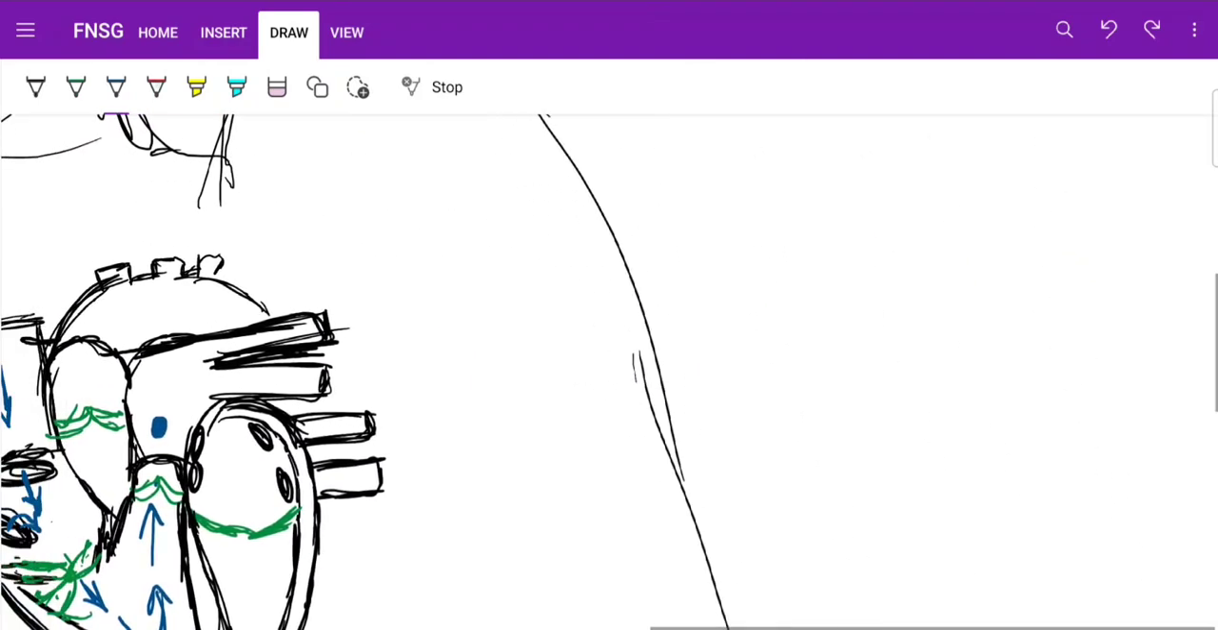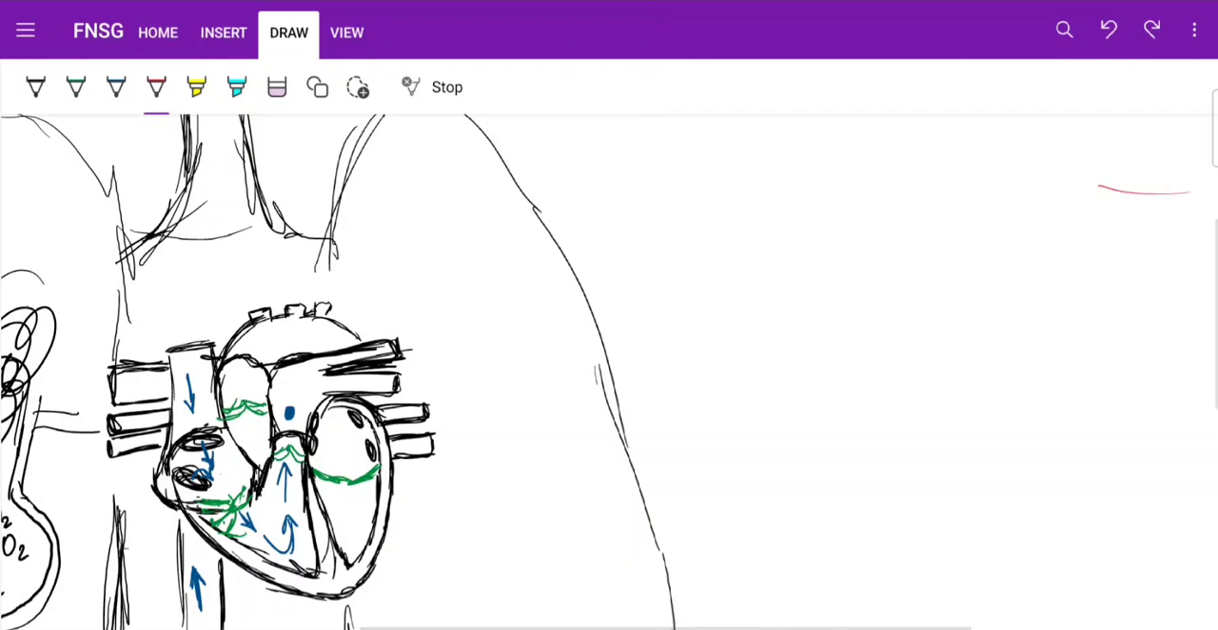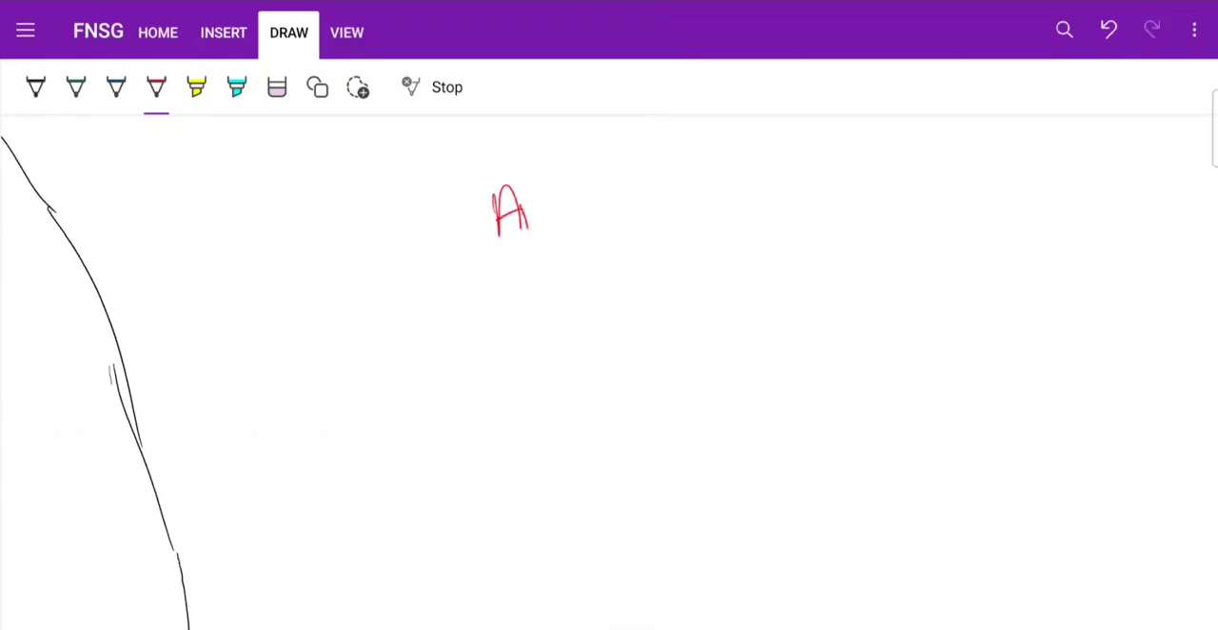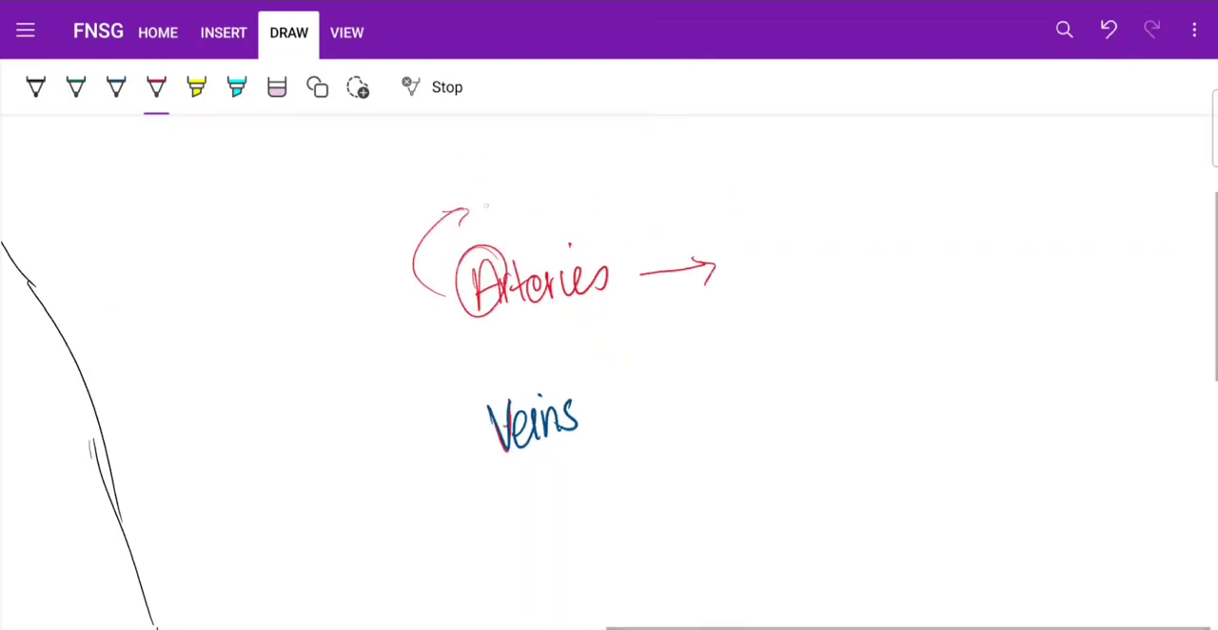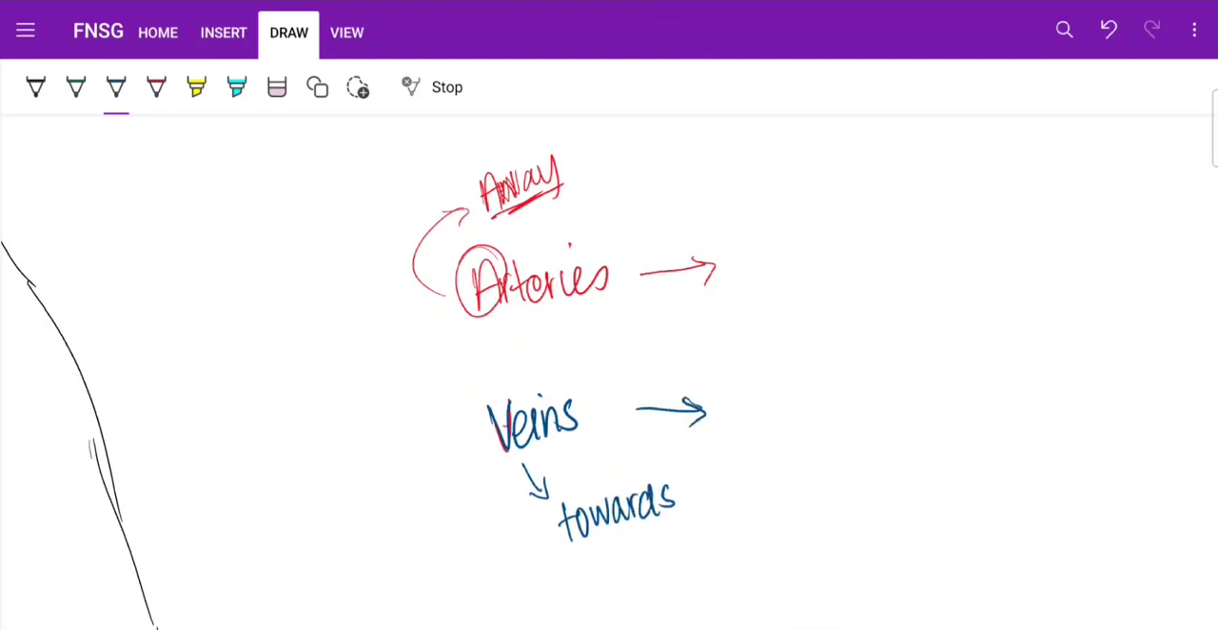Now let's come over here for a minute and write down something really important for us to know. Arteries and veins, let's put the veins in blue, are 2 important blood vessels in the body. The arteries carry blood away from the heart. So A, as we said earlier, is for away. And if A is for away, then whatever is left would be towards. That's just the way to remember it. So arteries go away, veins go towards. They carry blood towards the heart.